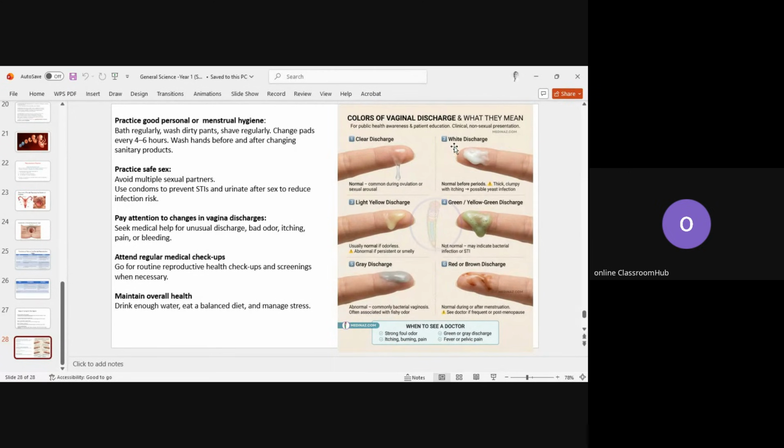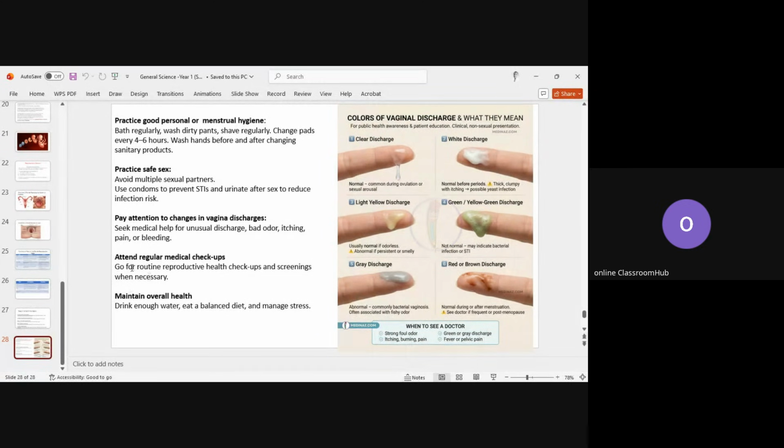If it is white like this, then it is normal. That is after your menses, you can see something like this. If it is not smelling, but if it is chalky in color, then that is candidiasis, it is white. You have to seek treatment. If it is red or brown discharge like this, that is after your menses, then it's normal. When it's not smelling, it's normal. But if it smells, then it's not normal. You have to see your doctor.